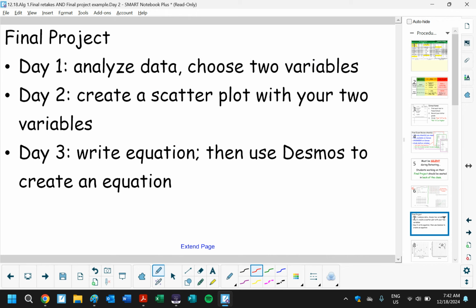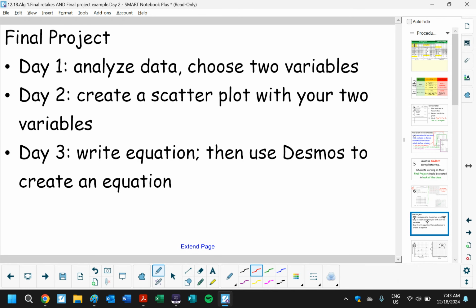Step by step, day one, you're going to analyze data, choose two variables. Step two, you're going to make your own scatter plot with the variables that you've selected. Step three is going to be writing an equation. You're going to have to find slope, y-intercept. Then you're going to use Desmos to create your own.